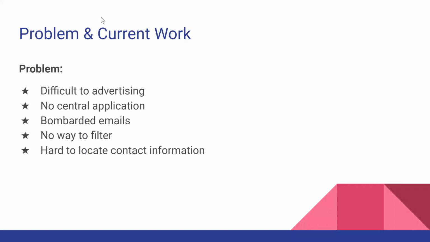First off, let's talk about the problem. Currently, it's difficult to advertise any club or event as there are so many different applications. Therefore, there's no real central application to help find the events you're looking for. Not only that, we're getting bombarded with emails from the university and college, and there's no way to filter based on interest or clubs that you've already joined. Not only that, it's hard to locate the information of the event manager.